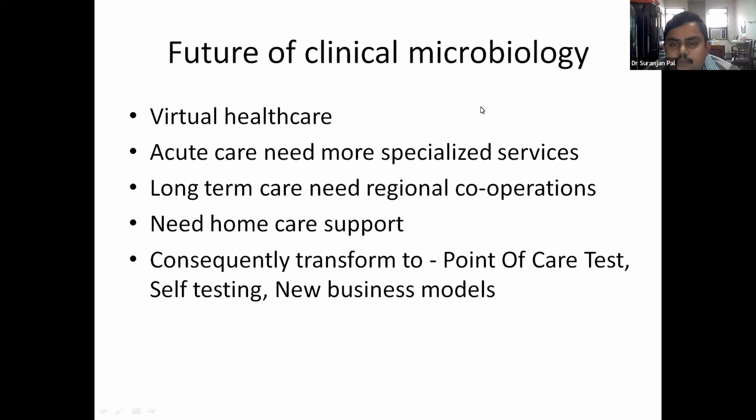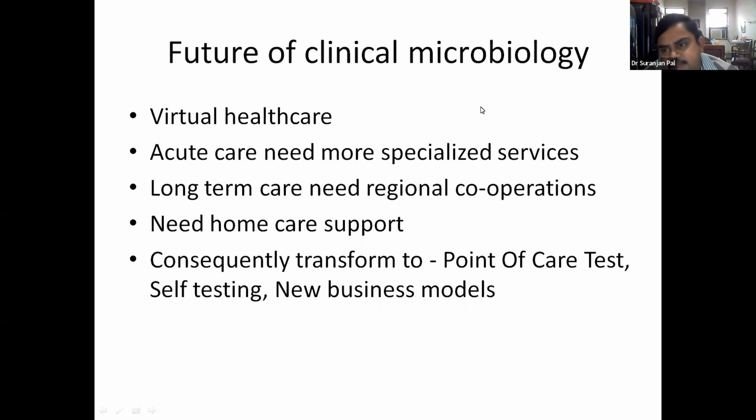Then acute care will need more specialized services, more individualized medicine. So we will need more clinically oriented microbiologists to get an ideal sample from the different clinical samples, to generate more yield from the samples. Long-term care will need more regional cooperation, like collaborating research labs as well as the central lab and different regional labs. There will be more home care support. Consequently, microbiological testing will be point-of-care testing. The clinician can do the test, and even the patient can do the test, like COVID self-testing.